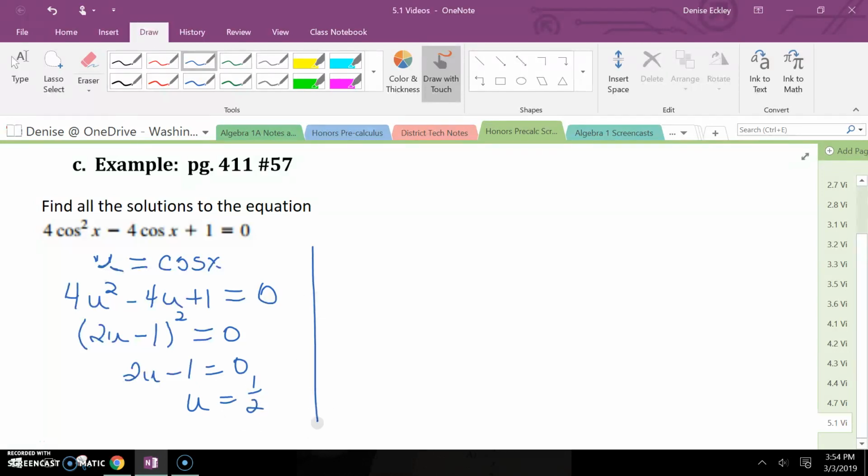So what that means in terms of our solution is that cosine x is going to equal 1/2, since that is what u equals. So now we have to think about what angles we have when the cosine of x is 1/2. Well, that happens at our pi over 3 angles in the first and fourth quadrant. So we can write them as pi over 3 and negative pi over 3. If we write it as plus or minus pi over 3, that makes it easier for us to write every other trip around the unit circle.